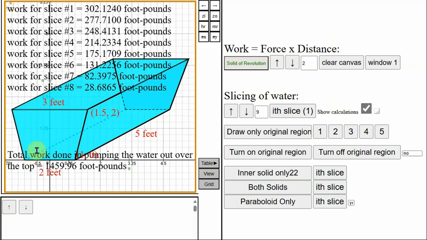And so the total amount of work done in pumping all of the water out over the top is going to be, we're going to add all of these values together, which comes out to be 1,459.96 foot-pounds. But we got this answer here by dividing this trough of water into 8 slices. And so to get the exact answer, we need to divide this into an infinite number of slices of water.